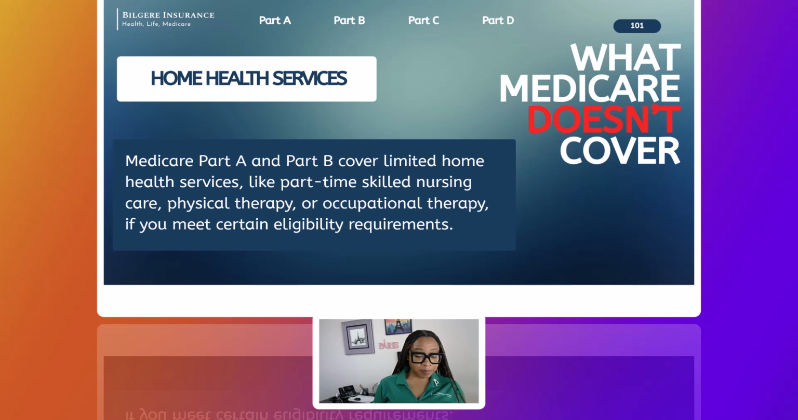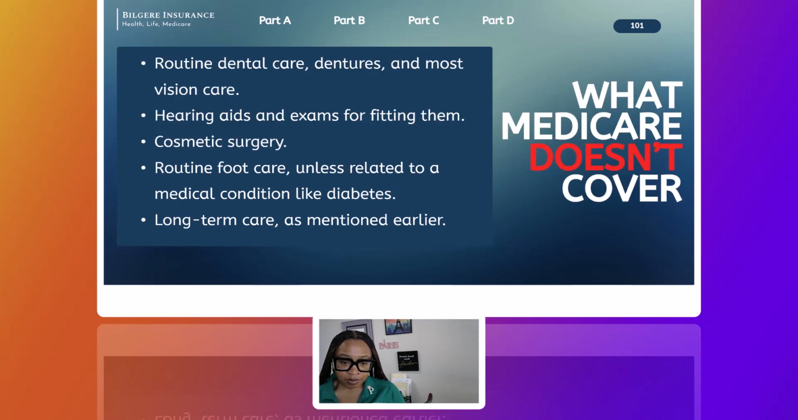Now, light housekeeping, meal preparation, help walking, and medication reminders are all non-medical, which means Medicare would not cover that. Long-term care planning and counseling need to be separate from Medicare. Medical equipment like oxygen therapy and wound care supplies would be covered if you have a prescription from your doctor. Let's go over a couple more things that Medicare does not cover, just so you're well rounded on the benefits we have.